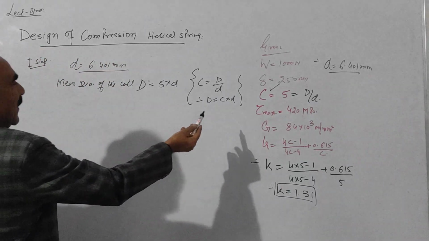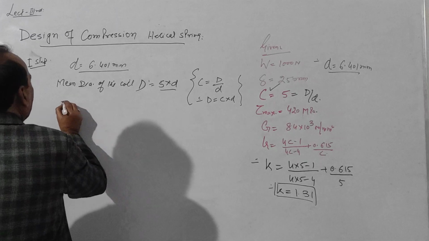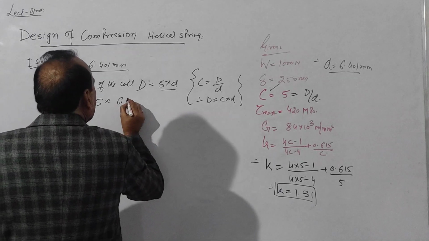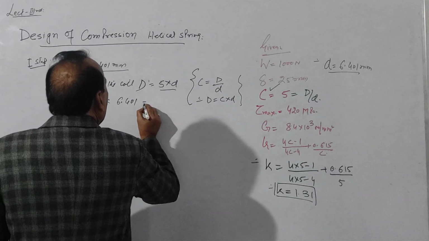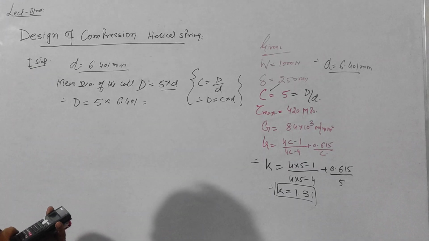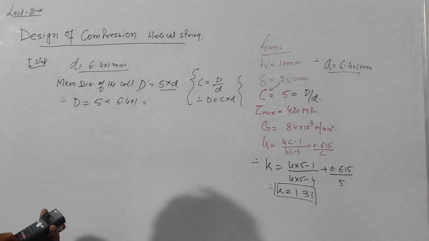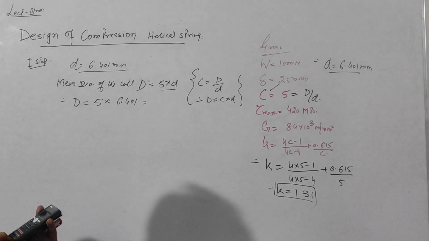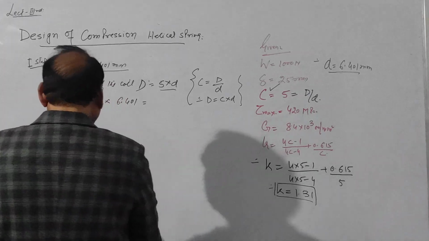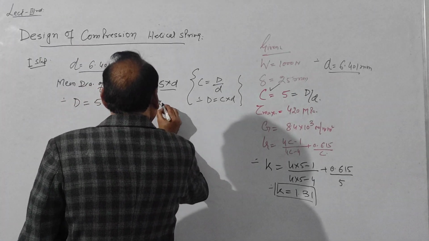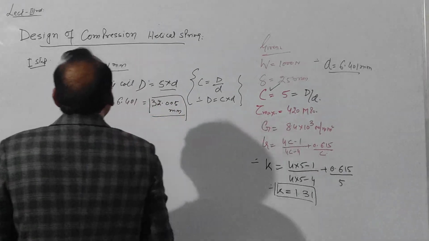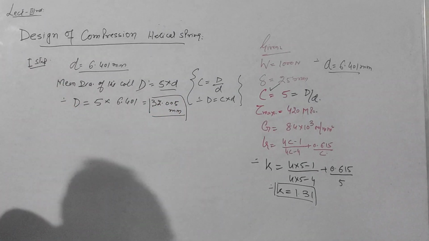So what is our C? It is 5. So this is 5 into d. Therefore, D is equal to 5 into 6.401, right? And this is 6.401 into 5. So this is 32.005 mm. Now, outer diameter of the coil.